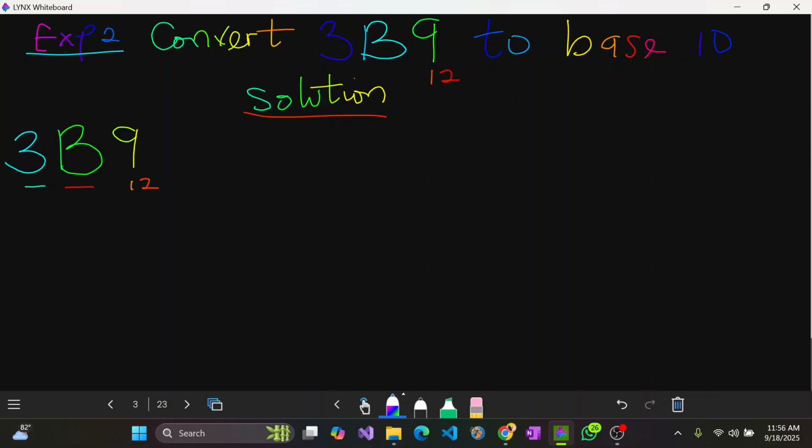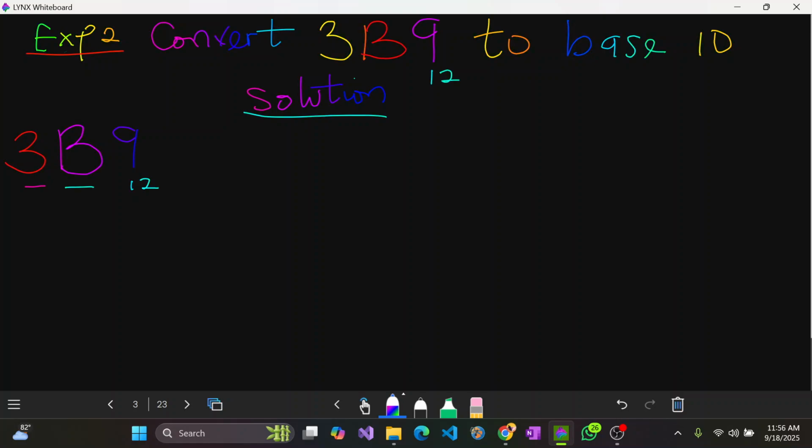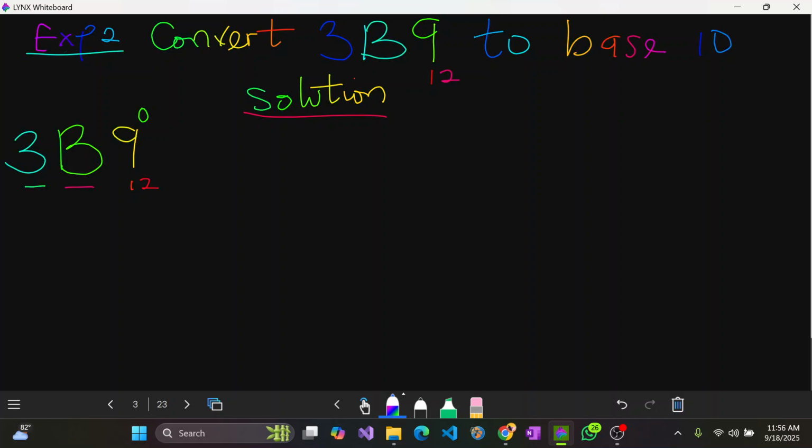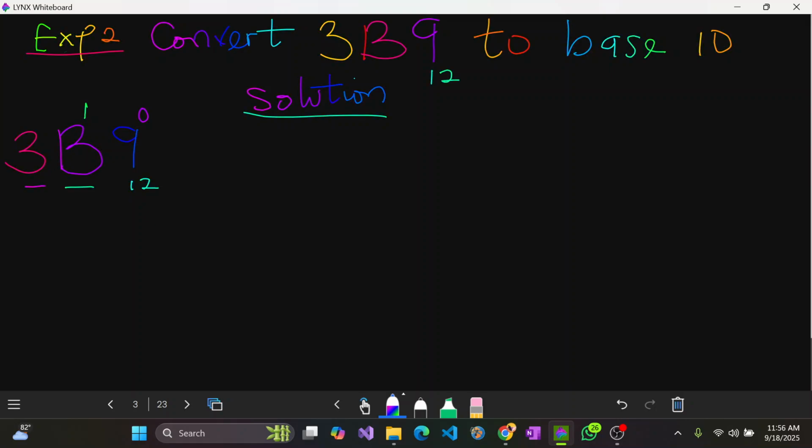So how do we know which power each of these 12 will be carrying? For 9, the 12 is going to be carrying a power of 0. The 12 for b is going to be carrying a power of 1. Then the 12 that you're going to be multiplying with 3 here is going to be carrying a power of 2. And that's how you go about it. So we have 3 multiplied by 12 raised to the power of 2, then plus b multiplied by 12 raised to the power of 1, then plus 9 multiplied by 12 raised to the power of 0.